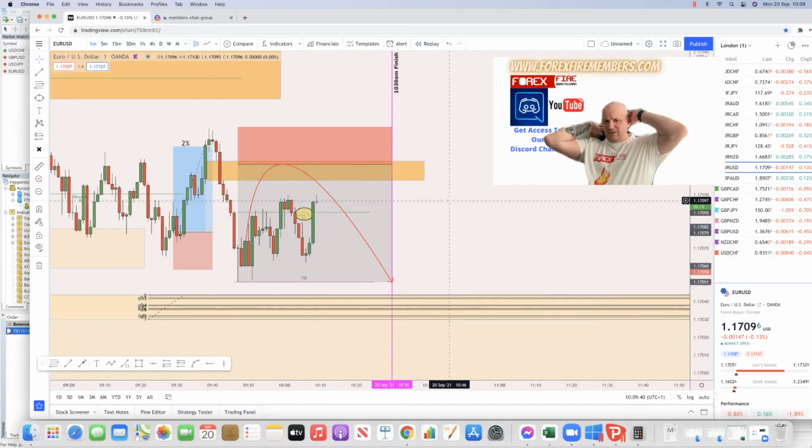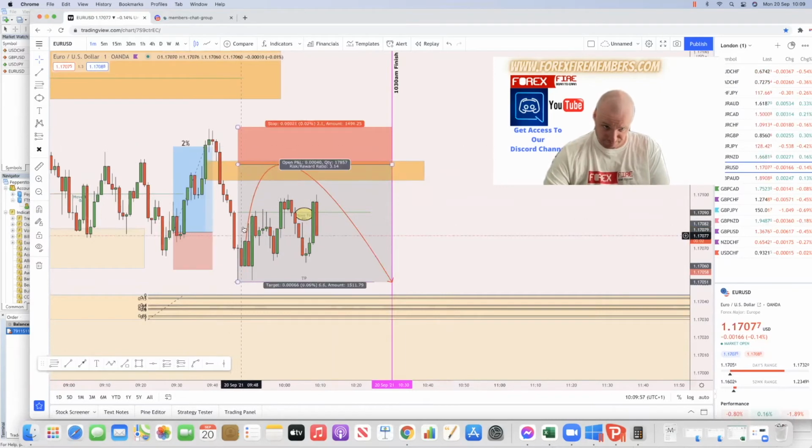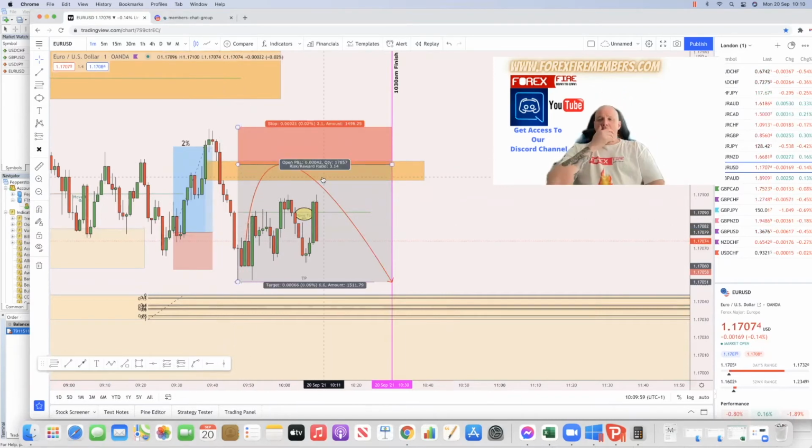I'm going to leave this running. If we get to 10:30 and this hasn't ended, I will just close this trade out, to be fair. There's no point in pushing and expecting it to hit. Again, we're entering a consolidation phase because we've got the impulse here.